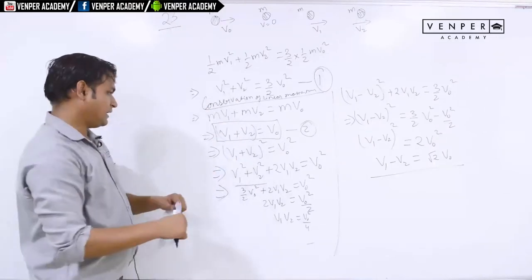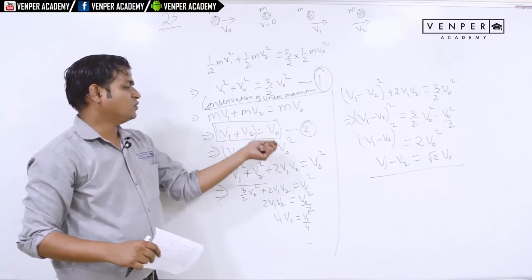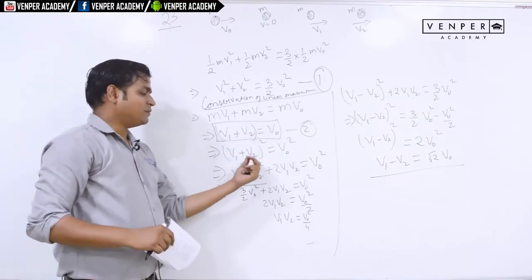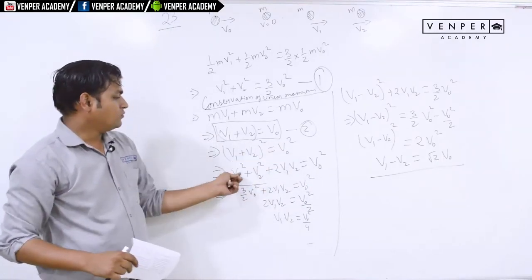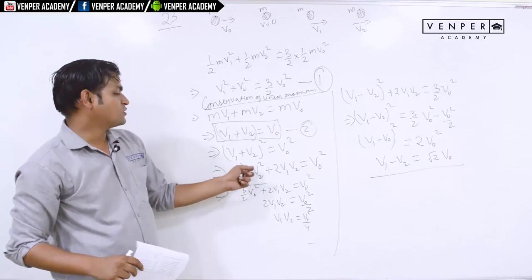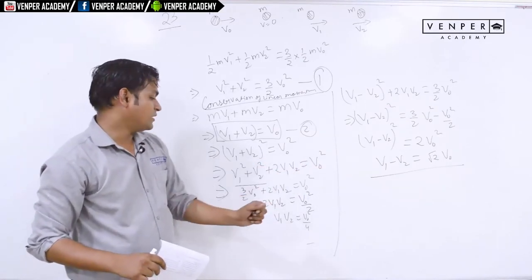So here I squared this one, so I got (v1 + v2) whole square is equal to v0 square. It is a little bit of mathematical part, simple mathematics here. And now when you open this one, you will get v1 square plus v2 square plus 2 v1 v2 is equal to v0 square.